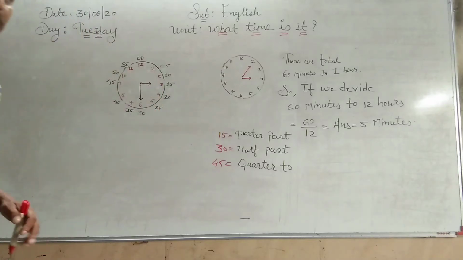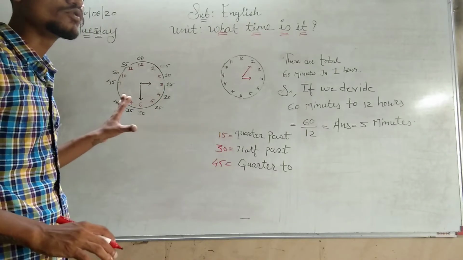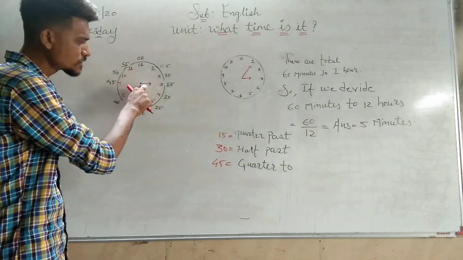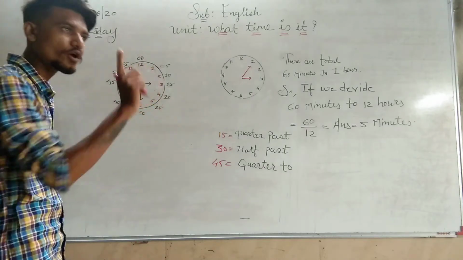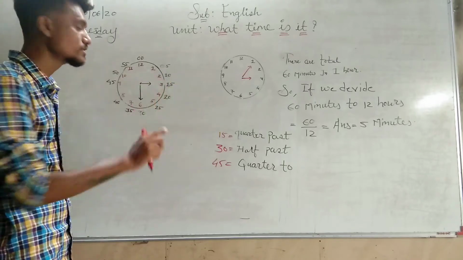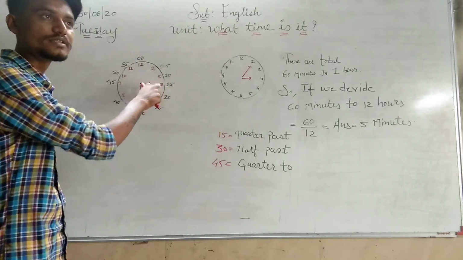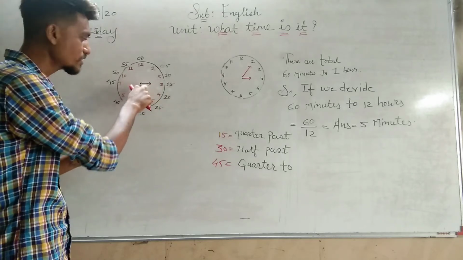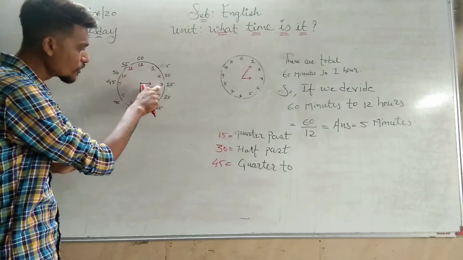Okay. Here, wherever you see the timing, don't be confused. Here the small hand is on 3. So don't write down that 15 minutes passed. The small hand is on 3. That means 3 is the hour. The small hand indicates the hour. So it's 3 o'clock.